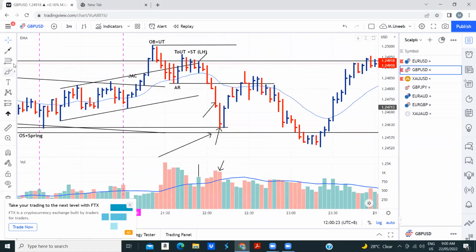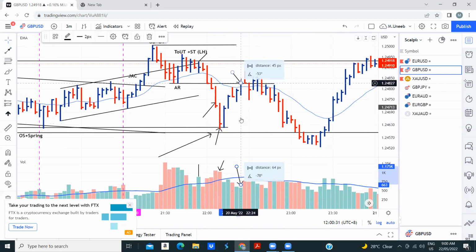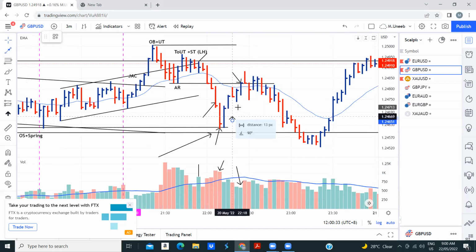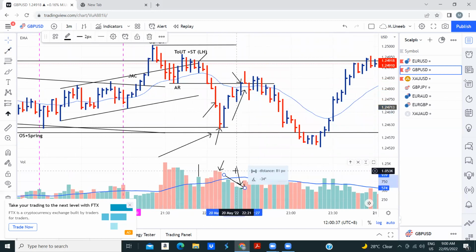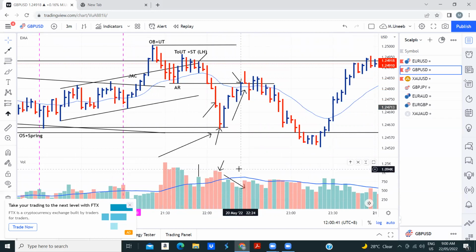And then as we go up to the AR line, what happened? What do we see? First of all, notice this bar. Volume is decreasing as we go up. As we go up, what happens? The volume is decreasing. Can you see? As we go up, what happens to volume? Decreasing. Am I right? Yeah. So it means the buyers are not strong.